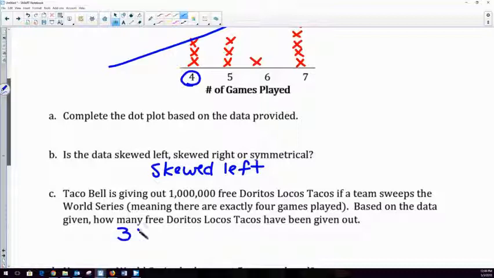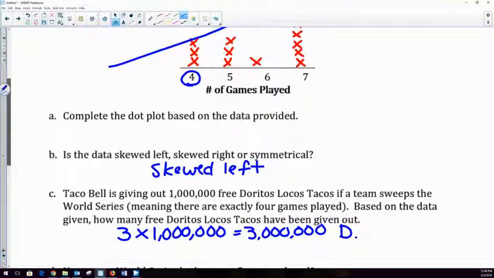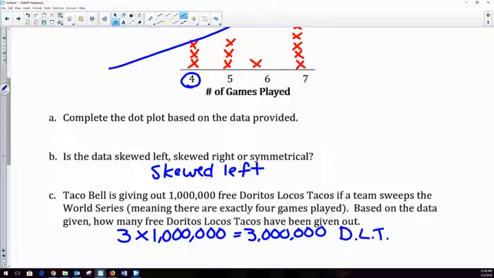Now, if 1 million Doritos Locos Tacos were given out during each of those sweeps, we simply multiply those 2 together and we find out that 3 million Doritos Locos Tacos, the DLT, I'm going to abbreviate it, is how many were given out. I've never had those, but I hear that they're kind of popular.